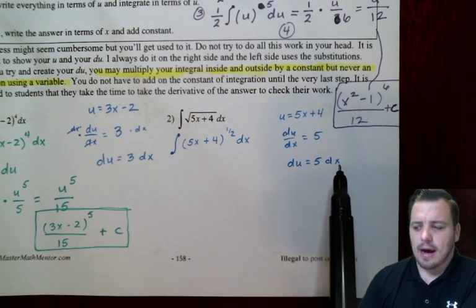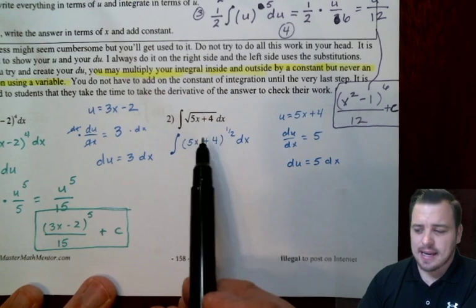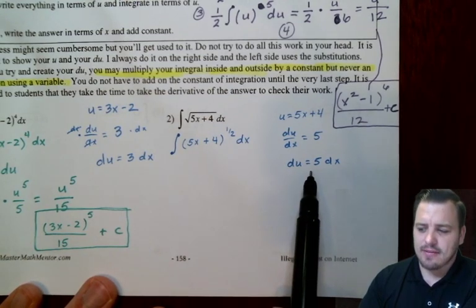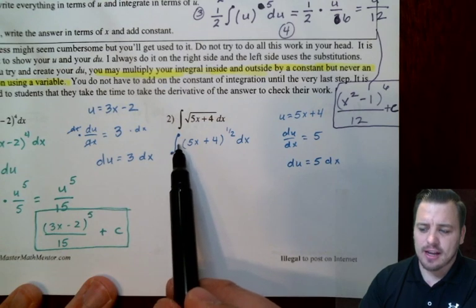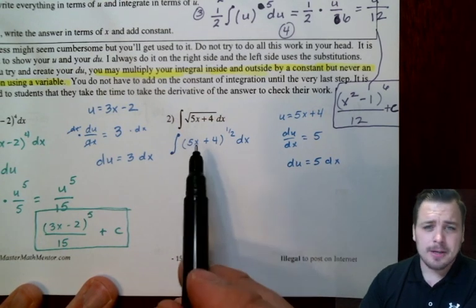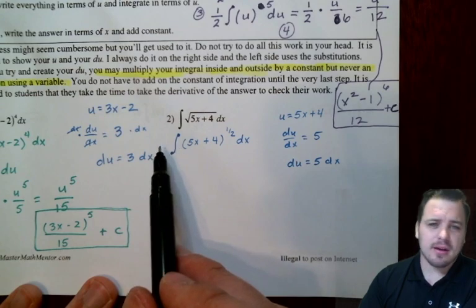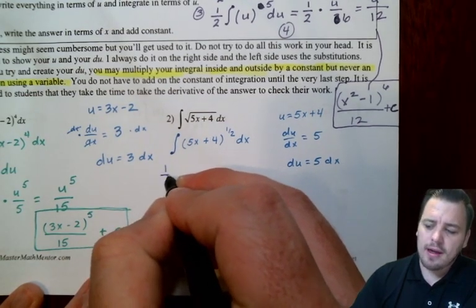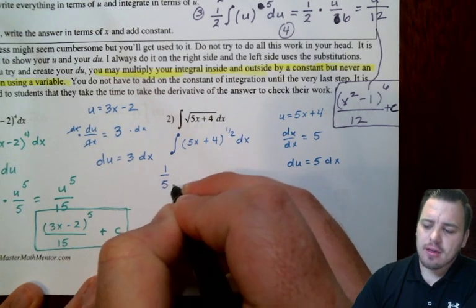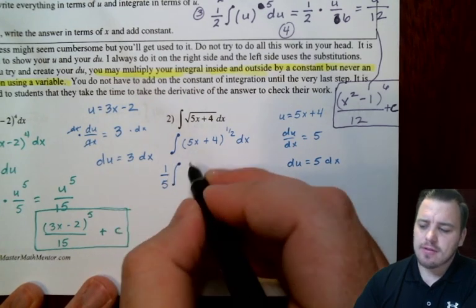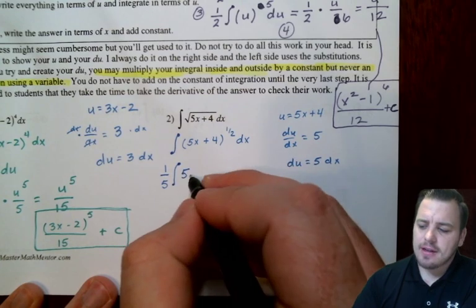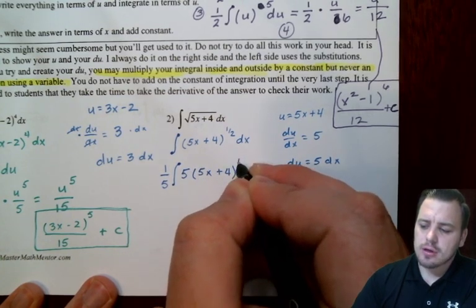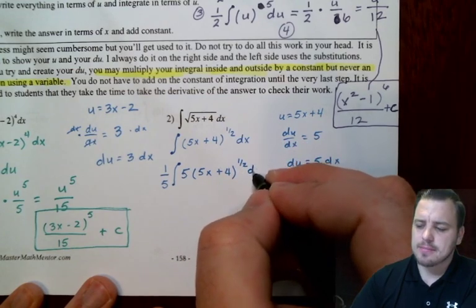Okay? So I already have a dx on the inside of the integral, so now I just need a 5. But in order to put a 5 right here, or on the end, either one, I need to multiply the outside times the reciprocal. So I'm going to say 1/5 antiderivative of 5 times 5x plus 4 to the 1/2 dx.